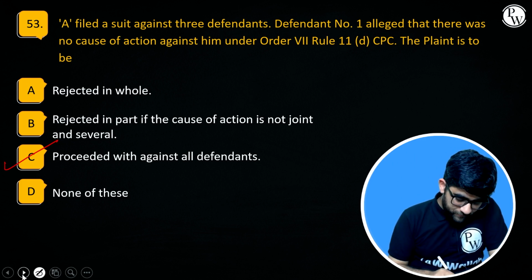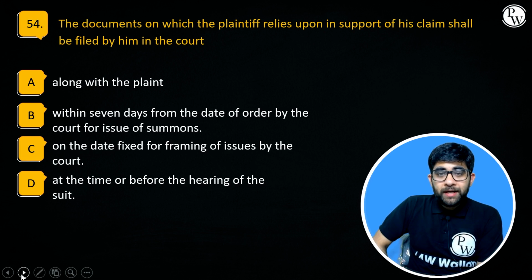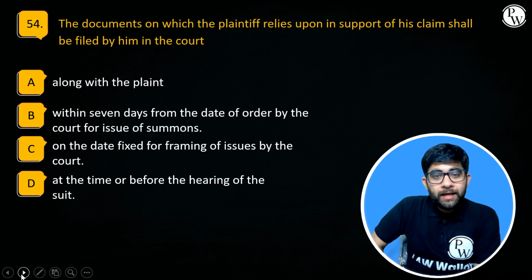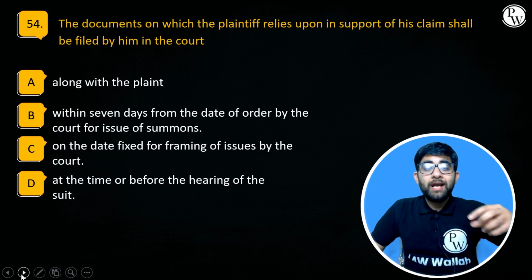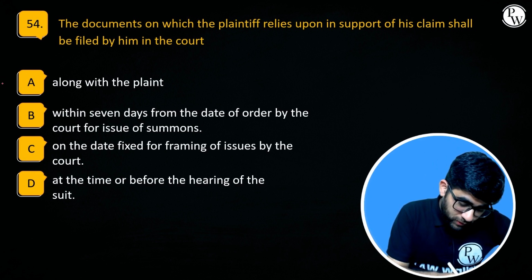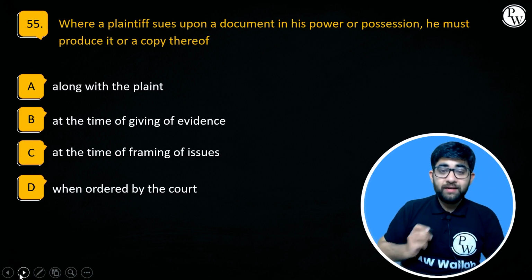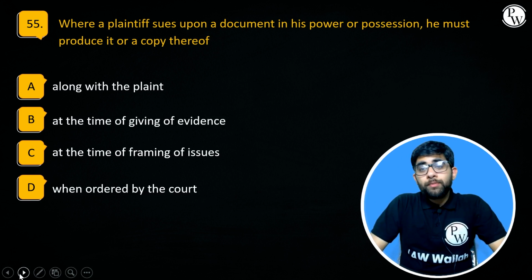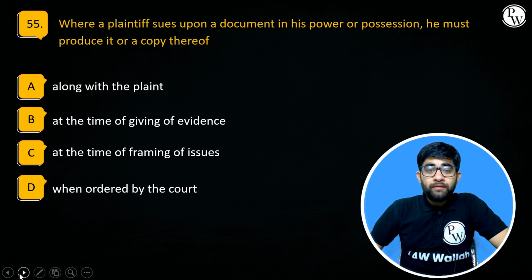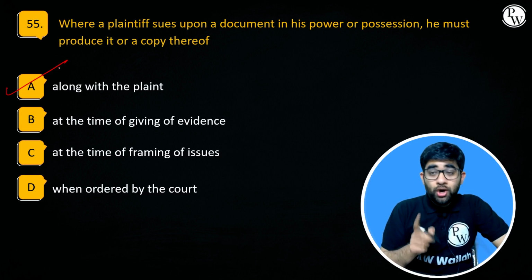Next, the documents on which the plaintiff relies in support of his claim shall be filed by him in the court within 7 days from the date of order by the court for issue of summons, on the date fixed for framing of issues, or before the hearing of the suit. Now it has to be filed along with the plaint. Exactly. 54th, A. 55. Where a plaintiff sues upon a document in his power or possession, he must produce it or a copy thereof at the time of giving evidence, framing of issues, or when ordered by the court, or along with the plaint. Again, along with the plaint.